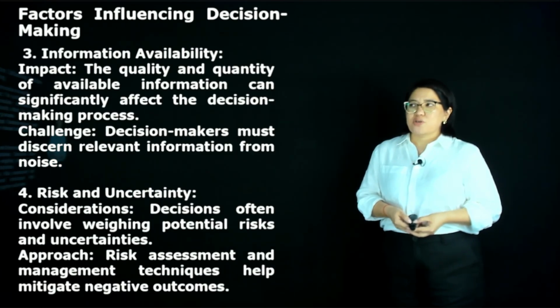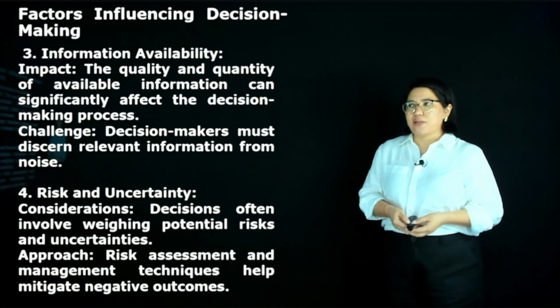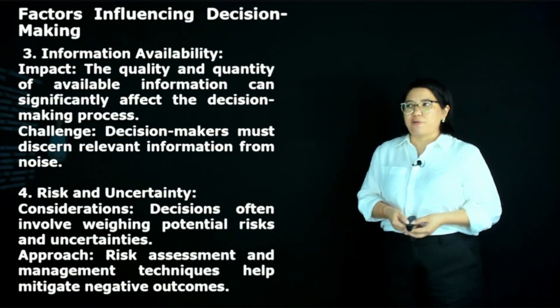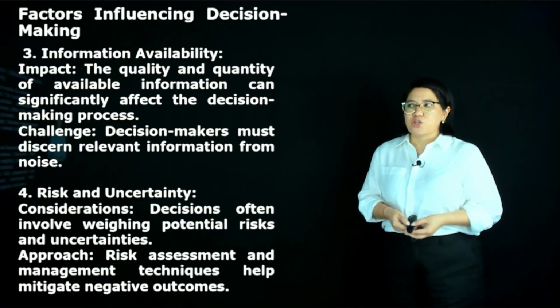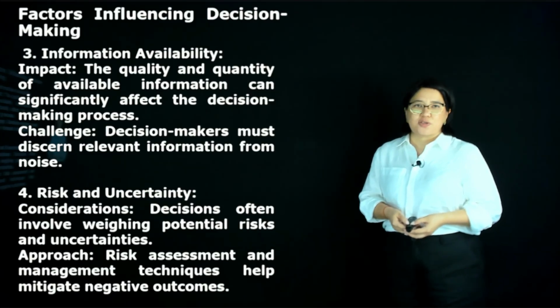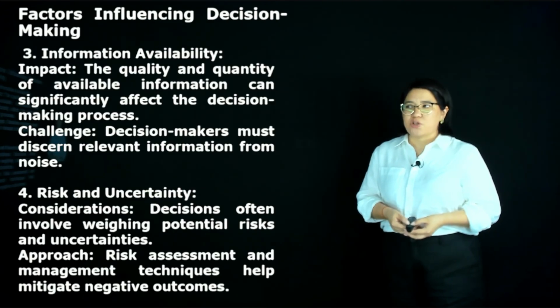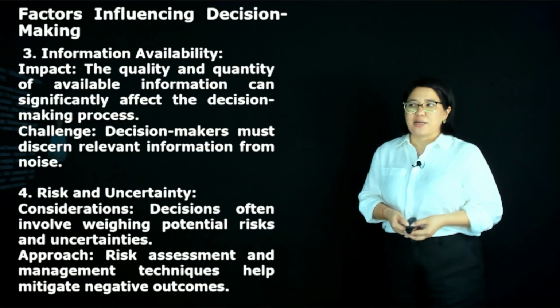The next factor is information availability. Its impact: the quality and quantity of available information can significantly affect the decision-making process, and the challenge is that decision makers must discern relevant information from noise. The next one is risk and uncertainty. The consideration is that decisions often involve weighing potential risks and uncertainties. The approach is that risk assessment and management techniques help mitigate negative outcomes.